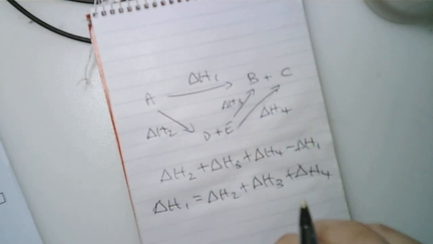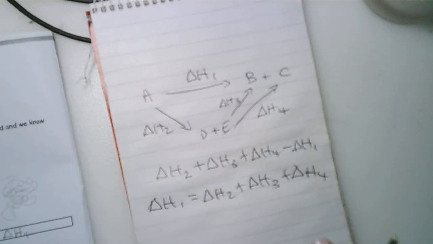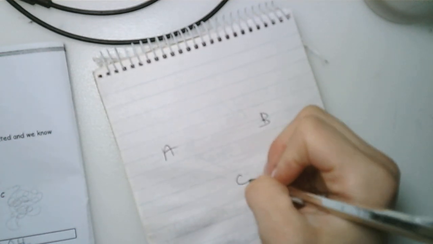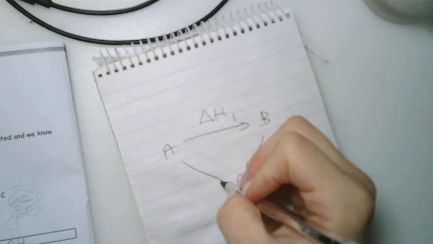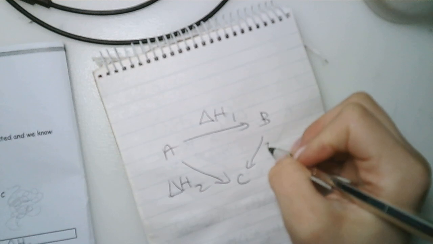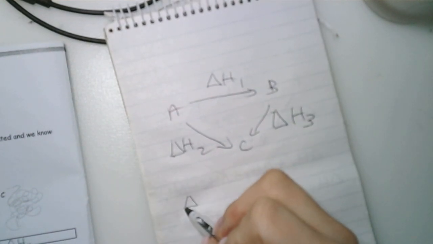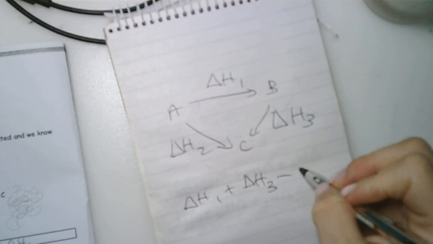This principle can be applied to multiple equations. There are ones where it's a little bit weird, where you have negatives. For example, if we have A, B, C, delta H1 here, delta H2 here, and delta H3 here, you would have delta H1 plus delta H3 minus delta H2.